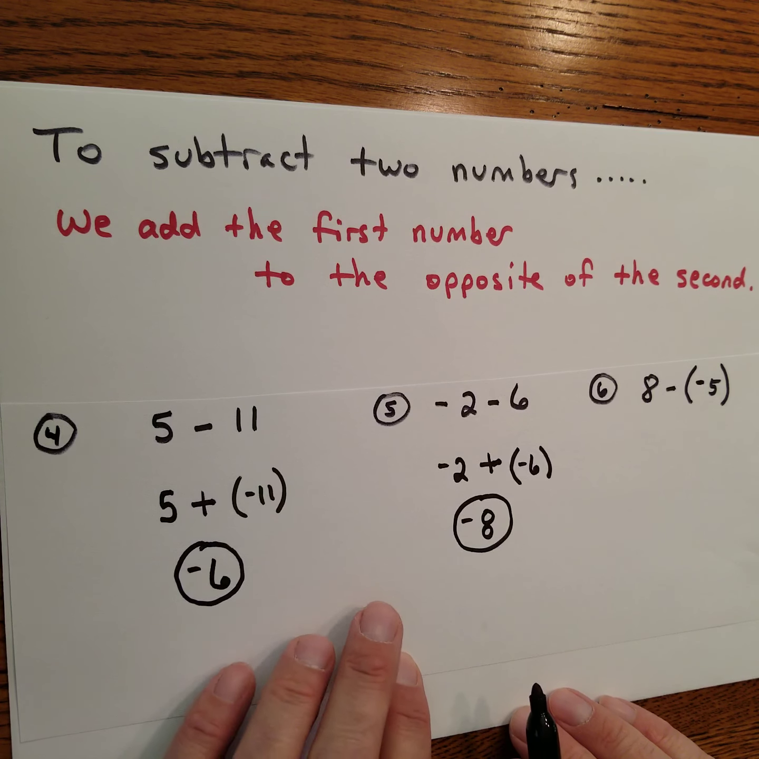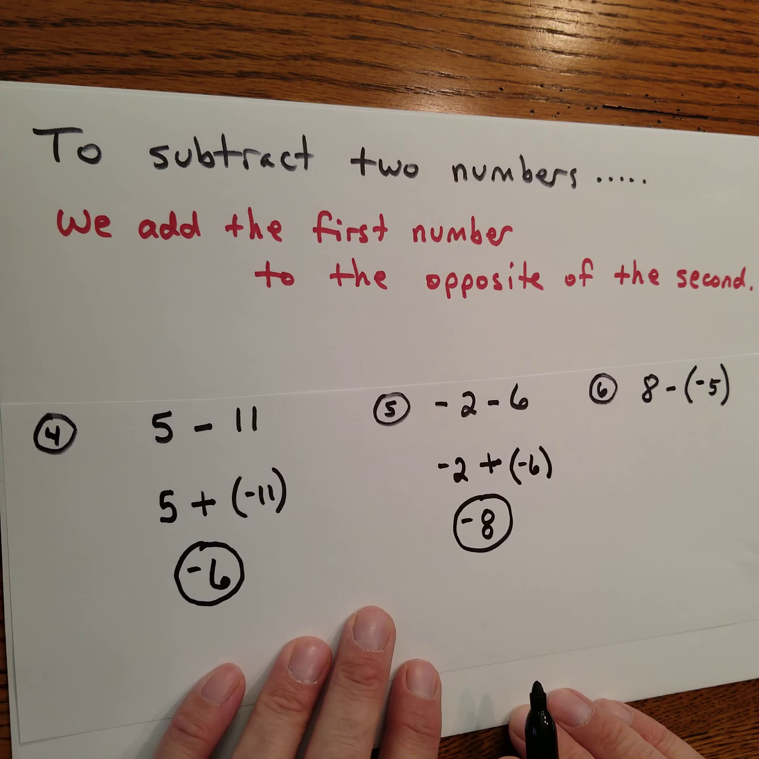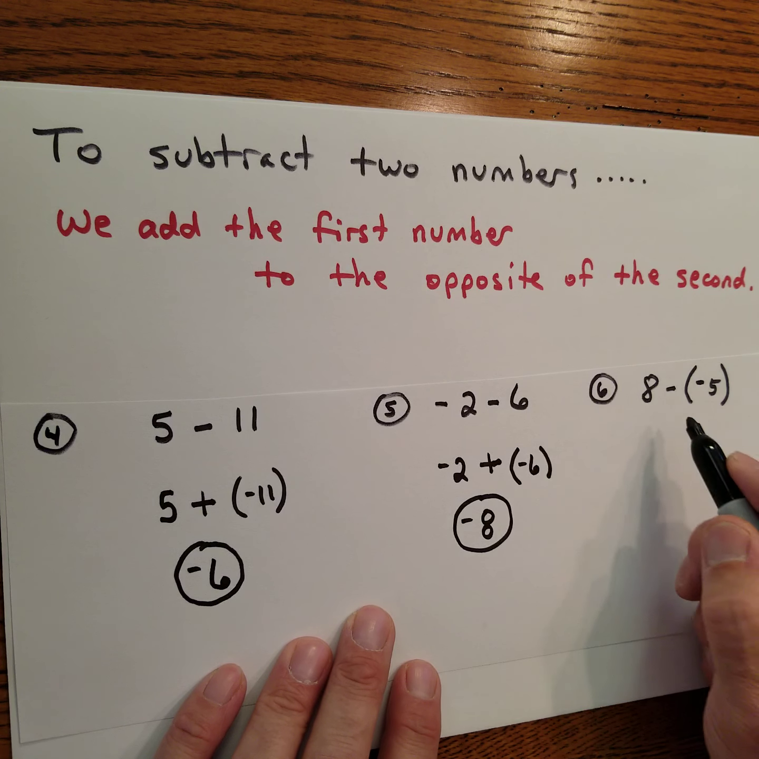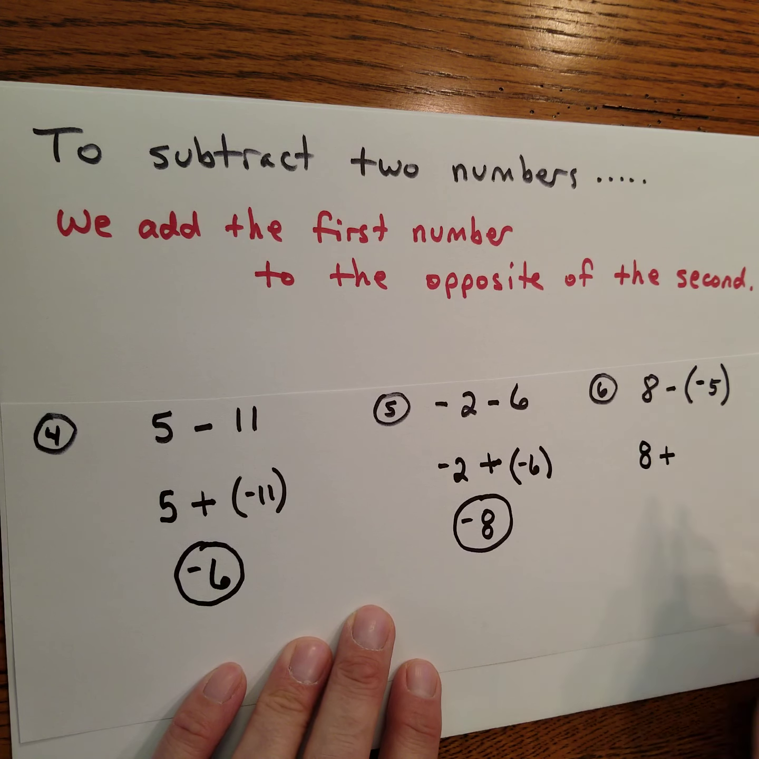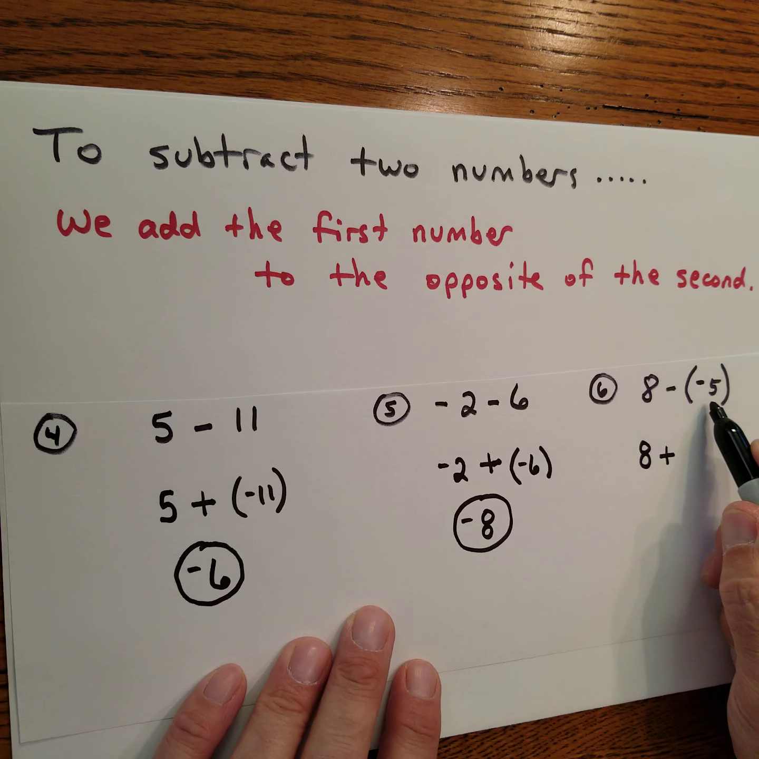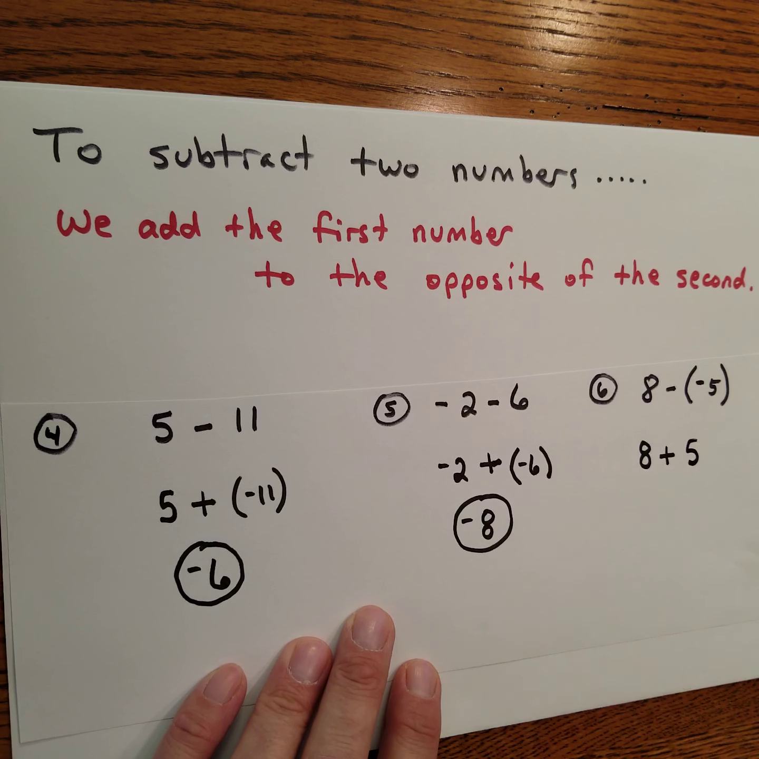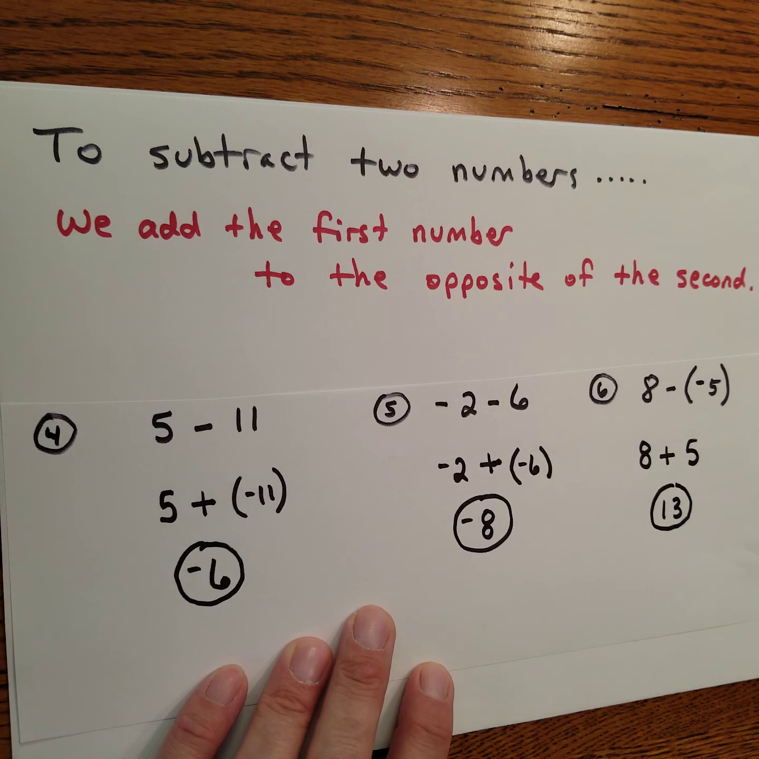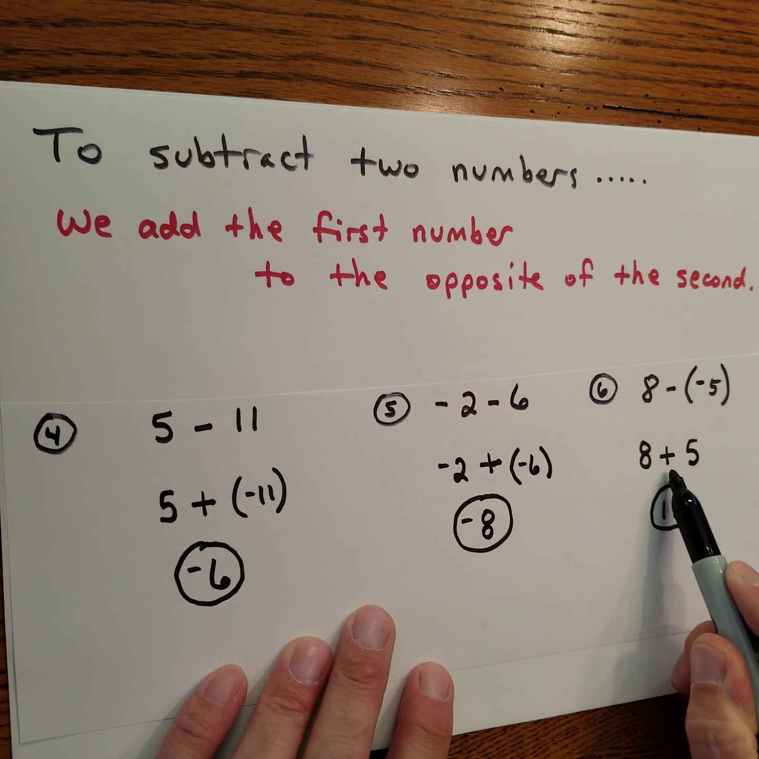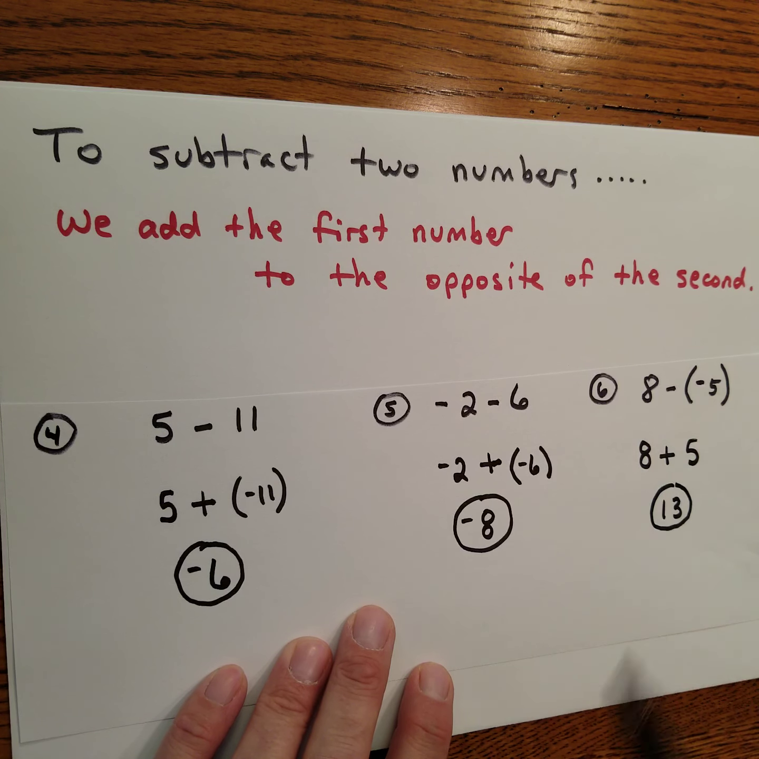Number 6 is strange looking, but let's use our rule exactly. When we try to subtract, we add the first number and the opposite of the second number. Well, the opposite of a -5 is a +5. Now 8 plus 5 is 13. You may have heard the phrase, two negatives make a positive. There's one example where that absolutely happens.